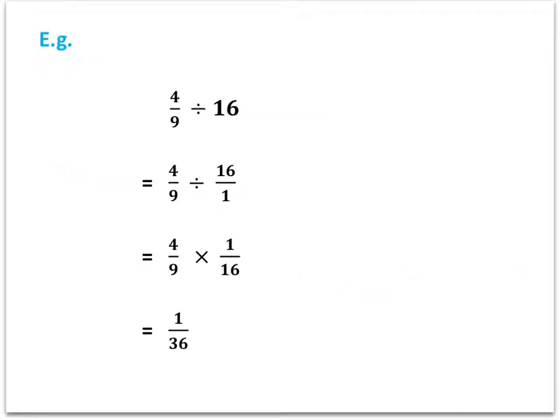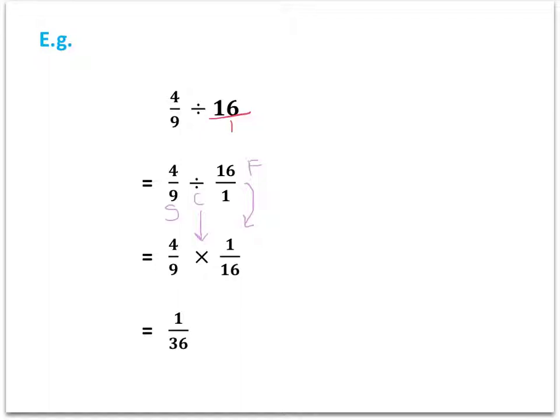Okay, here is our second example. 4/9 divided by 16. First we have to remember that 16 is really 16/1. So that's what we've done in this second line of working. So now we have an equation that reads 4/9 divided by 16/1. So now we want to be doing our stay, change, flip. So stay, keep this fraction the same. Change the sign to become multiplication, and flip, or find the reciprocal of 16/1, which is 1/16.